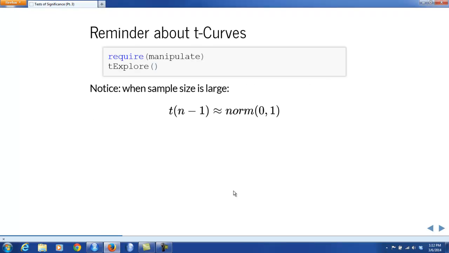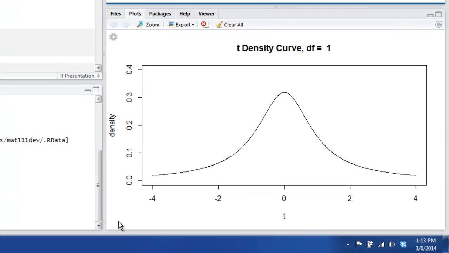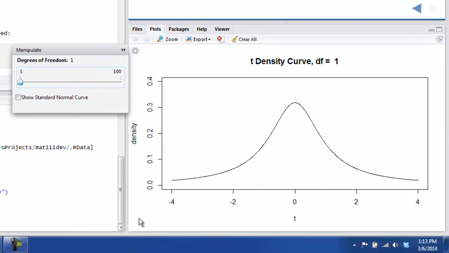Let's remind ourselves what these t-random variables are like. There's a whole family of them, one for every possible degree of freedom, 1, 2, 3, and so on. We can use a manip app to explore their shapes. When we open up the app and look in the plot window, we see a graph for the density curve for a t-random variable with degrees of freedom equal to 1. If we click on the wheel, we see that we can vary the number of degrees of freedom.